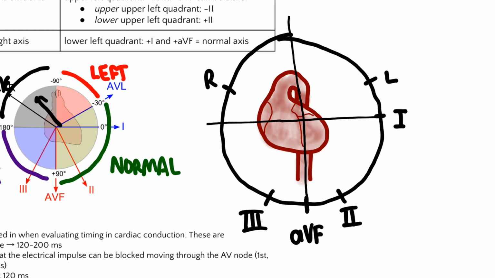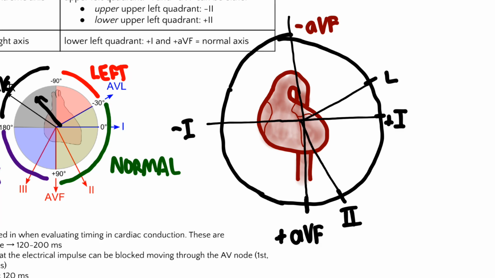Okay, and now what we've created is a Cartesian coordinate system. But it's kind of upside down from the normal ones that you would see, because what we have here is positive aVF is going to be over here, which means that negative aVF is going to be up here. And we have that positive I is over here, which means that negative I is over here. Okay, so I drew in II and aVL as well.